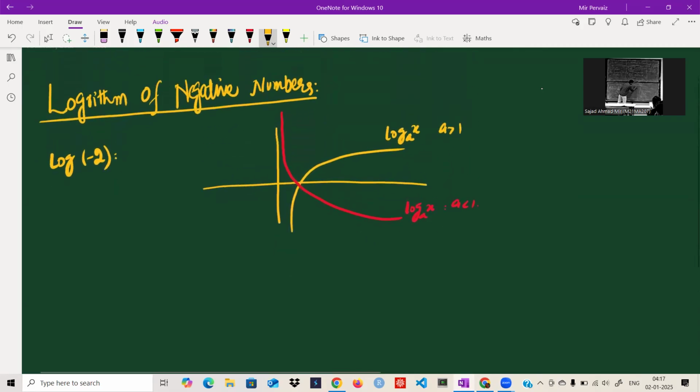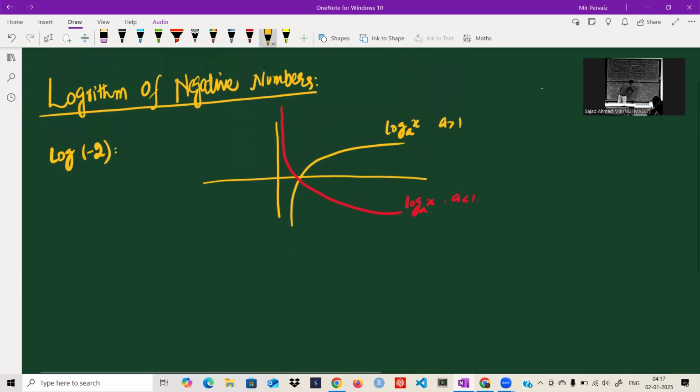So for that, we need to change our function from an ordinary function. This will be a complex valued function now. Till now we have a real valued function, but in order to define the logarithm of negative numbers, we need complex valued functions.